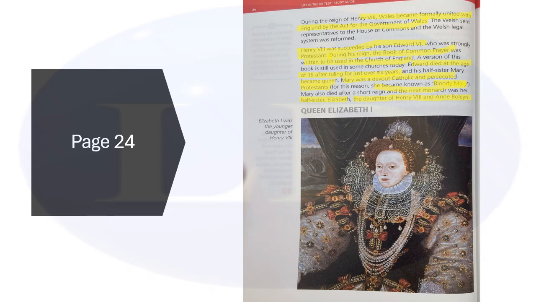So sometimes the question is about Elizabeth's parents. So who were Elizabeth's parents? Henry VIII and Anne Boleyn. Or simply, who was Elizabeth's mom? It was Anne Boleyn, who was executed. So up to this point we are done. In our next lesson we will talk about Elizabeth I.